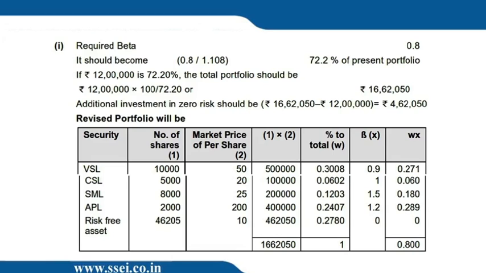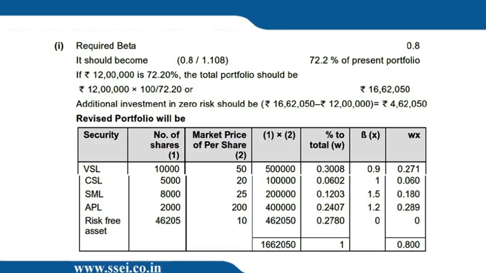So the remaining amount, 16,62,050 minus 12 lakh, that is 462,050, shall be investment in RF. It is there on your screen. You can see 462,050 shall be the investment in RF. And then they have the patience to once again show that we reached the beta. They prepare one more table, and in that table the 4 securities, VSL, CSL, SML, APL, and the risk-free asset. Since we are investing 462,050, they have assumed that we are investing it at the rate of 10 rupees.